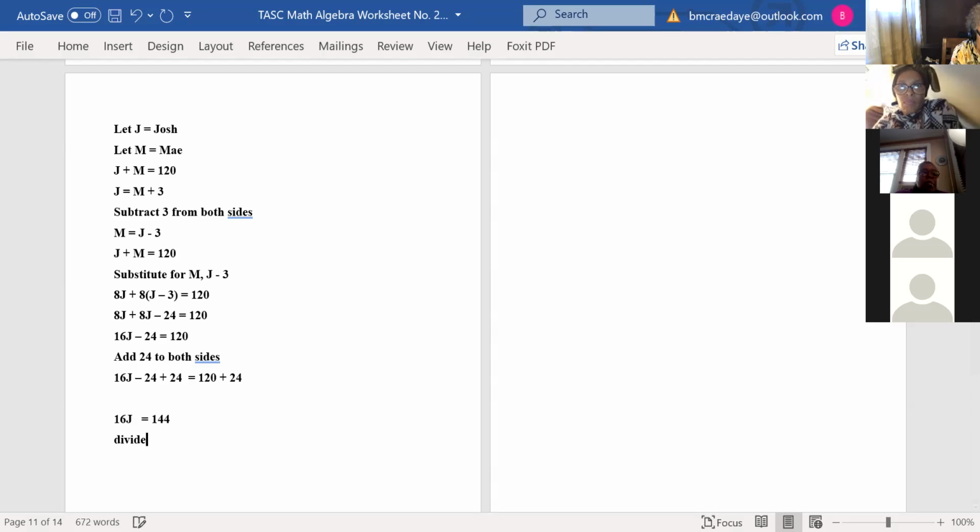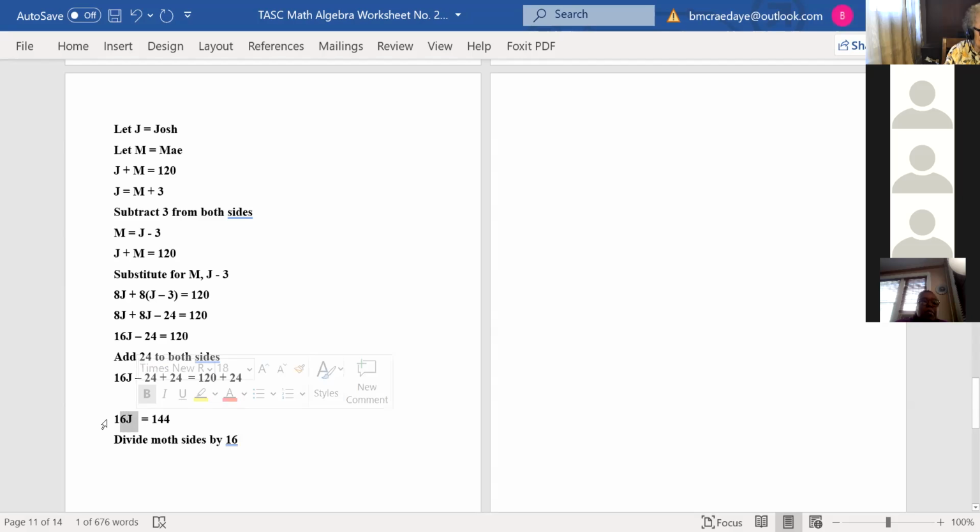Divide both sides by 16. And what do I get for J? What would this be equal to? For J. Oh Lord, my battery is going down. Can you hold it, miss? I'm just plugging this in. I forgot to plug it in. I've got to charge it. One second.